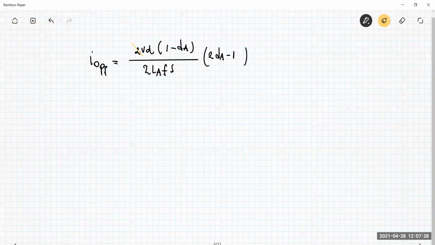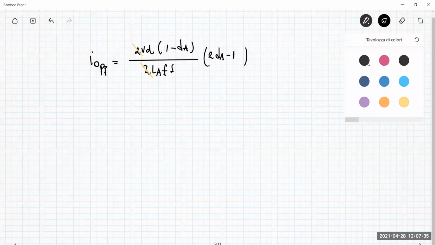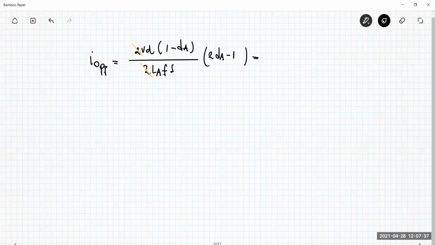So here we have the 2 and the 2, they cancel out each other. Then if you multiply the two parentheses containing the duty cycle dA, you can get this final expression, okay? 3 times dA minus 2 times dA square minus 1, divided by LA Fs. Okay, this is the expression for the peak to peak.